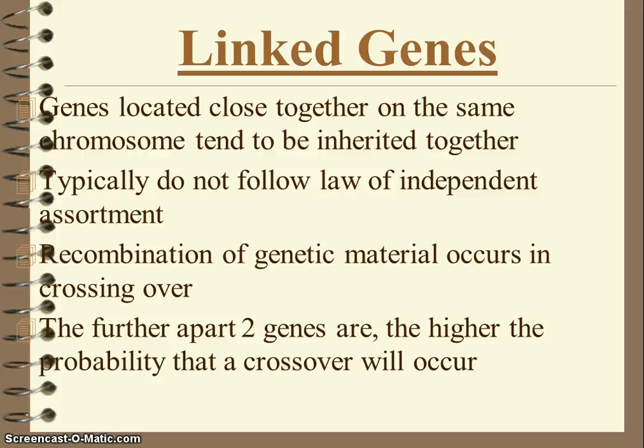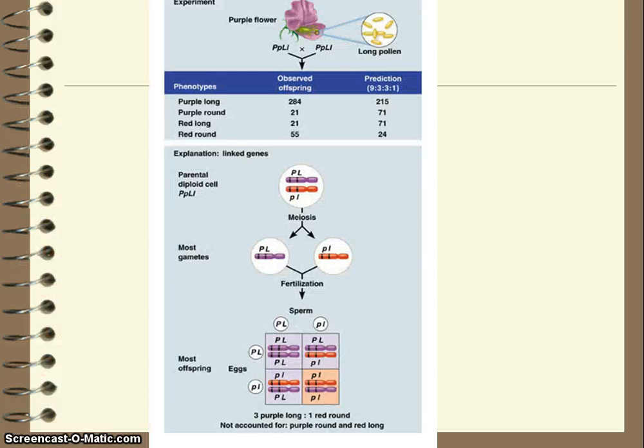Linked genes are genes that are located close together on the same chromosome. If they're linked close together, then they tend to be inherited together. They don't typically follow the law of independent assortment. We do have some recombination or crossing over that occurs. And pretty much the further apart two genes are, the higher the probability that a crossing over will occur.